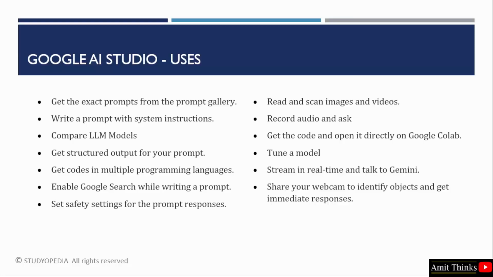Let's say you want your prompts output in a JSON format, then you can easily achieve this with Google AI Studio. If you want to generate codes, you can easily generate in multiple programming languages. If you want real-time update, you can enable the Google search option so that the output is in real time. If you want to disable harmful content, then a safety setting option is available.